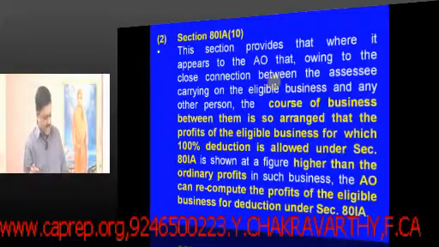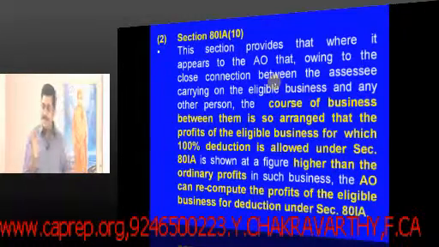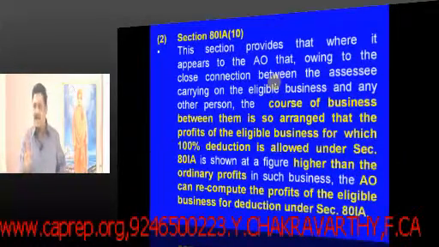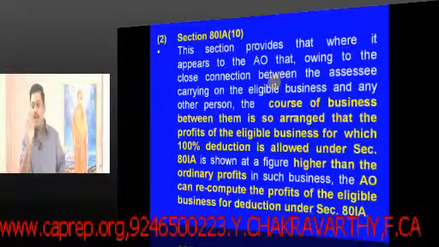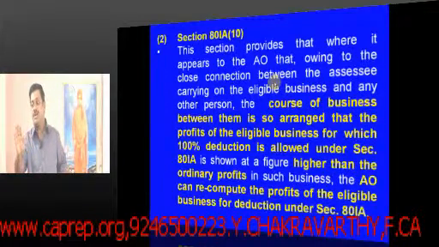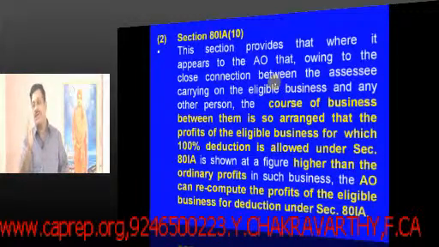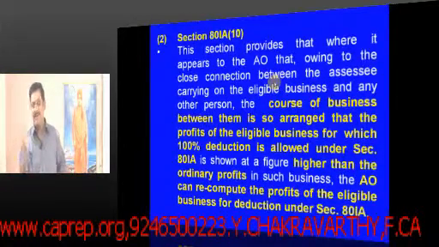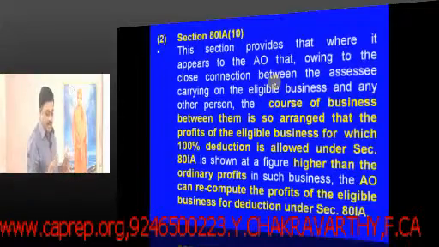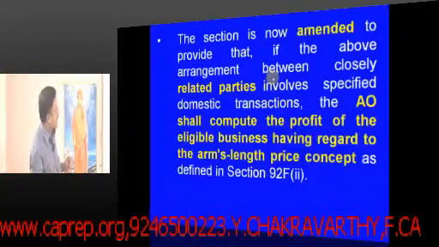So all this is aimed at what? All this is aimed at seeing that nobody unduly gets enriched by claiming a particular deduction for which they are not eligible. Then friends, there are several other sections which got amended.